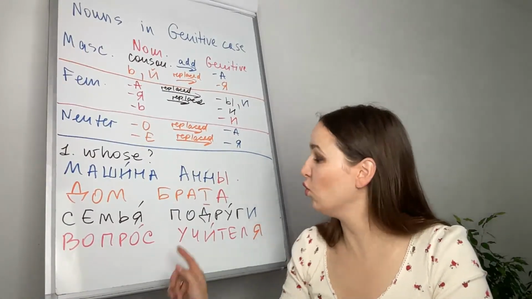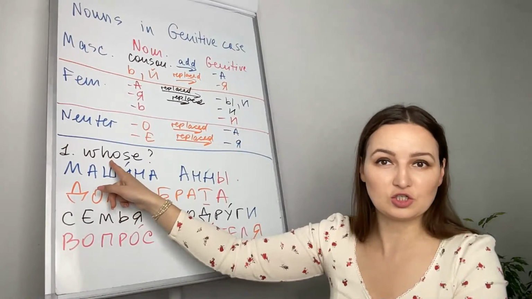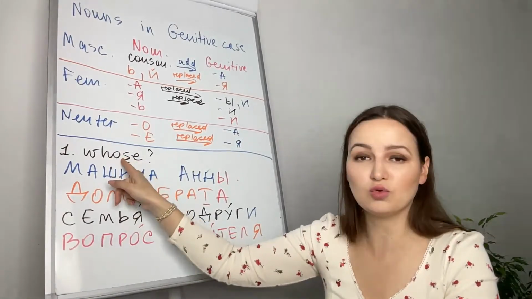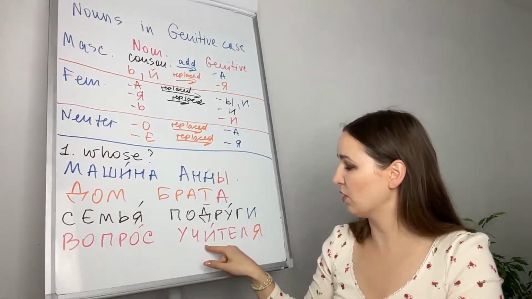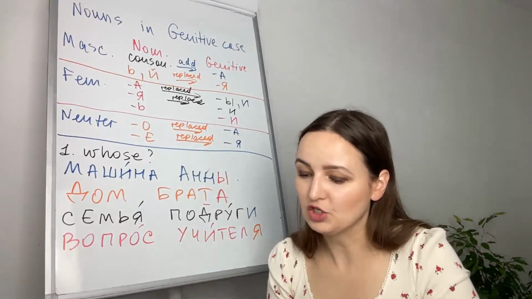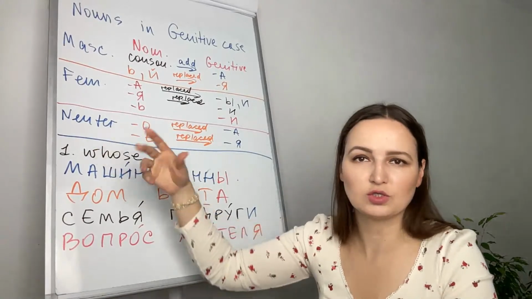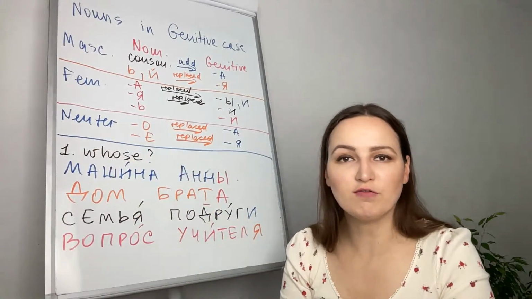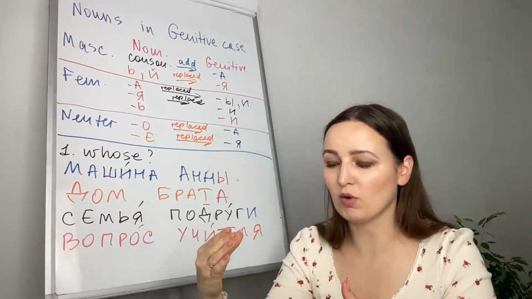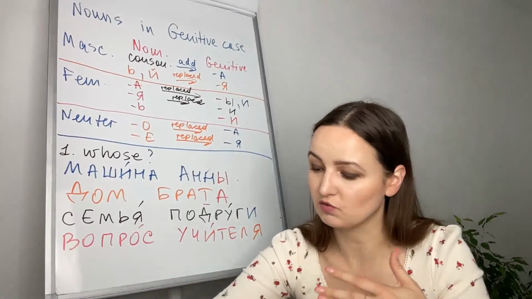So why is it genitive? Because it answers the question whose. Да? Whose question? Учителя. Дальше. Let's take a noun in neuter as an example. The noise of the sea. Because море, sea, is neuter in Russian language.